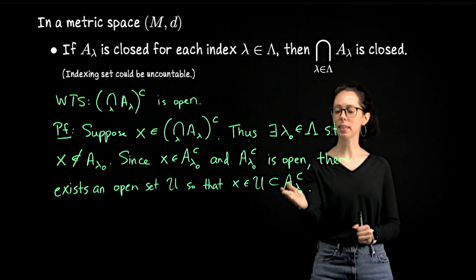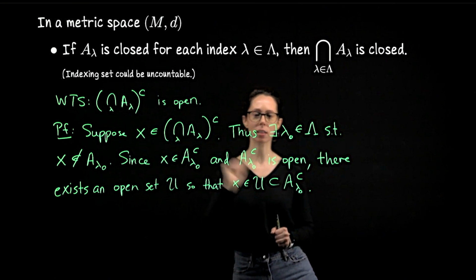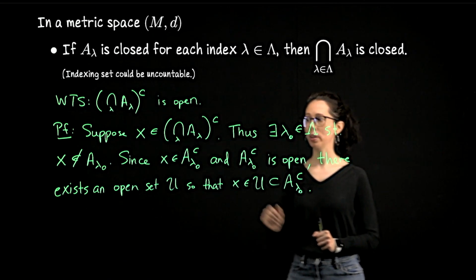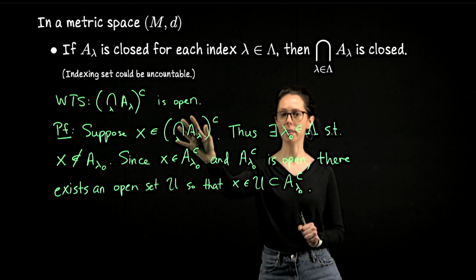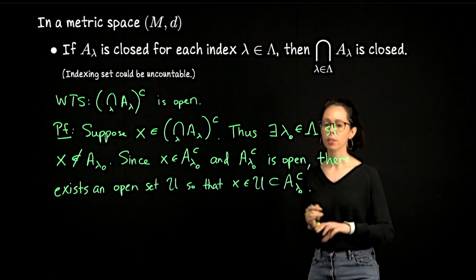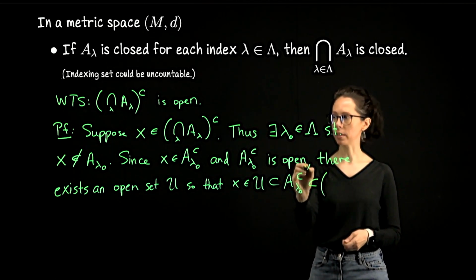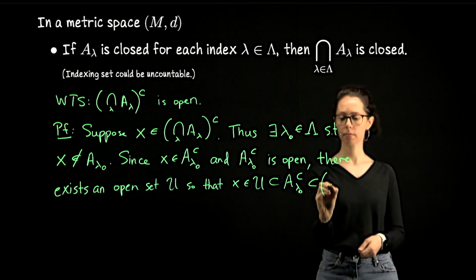Since U is entirely contained in the complement of this set, A sub lambda naught, no part of U belongs to this intersection, because it's not in at least one of these A sub lambda. So U is now a subset of the complement of this set here.